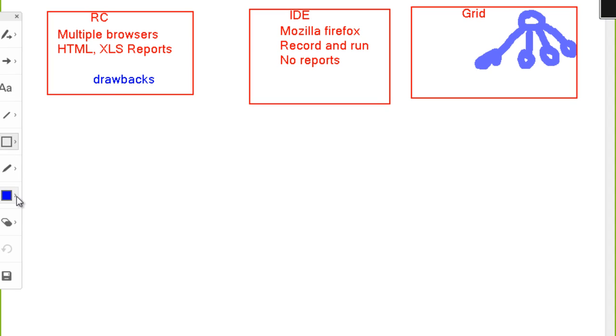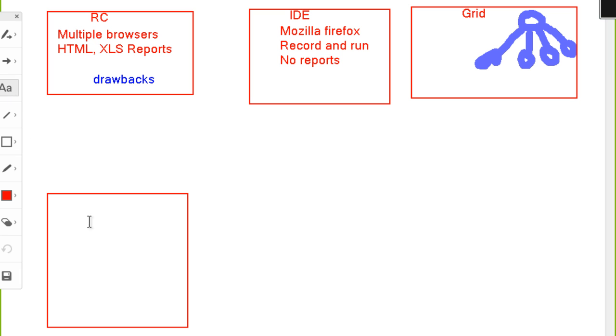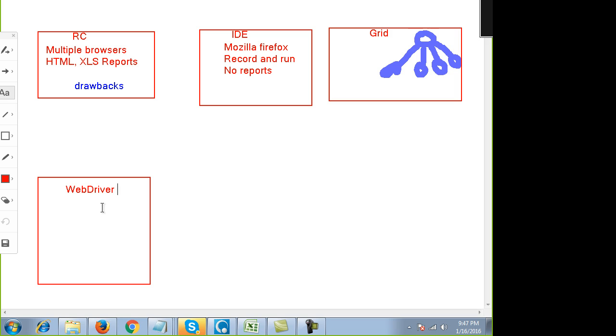So in 2011, somewhere around August, WebDriver came in the market. Selenium WebDriver. This is known as Selenium 2 as well, Selenium 2.0. And it could do the same things which RC could do. It could handle multiple browsers, it could generate reports. You had to learn a programming language, like we are doing Selenium with Java right now. And it introduced a lot of new features which we will be discussing in this training.